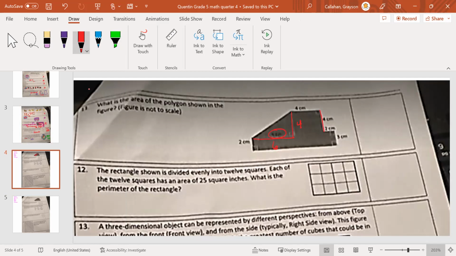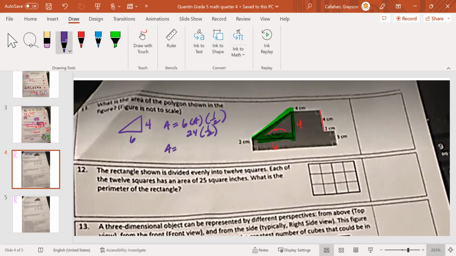Do you see that? Okay, so let's go ahead and find the area of this triangle first. The area of this triangle is going to be 6 times 4 times half. That's the area of a triangle. 6 times 4 is 24. What's half of 24? Yeah, so that's the area of that. That's 12. Okay, so we're just going to leave it there.